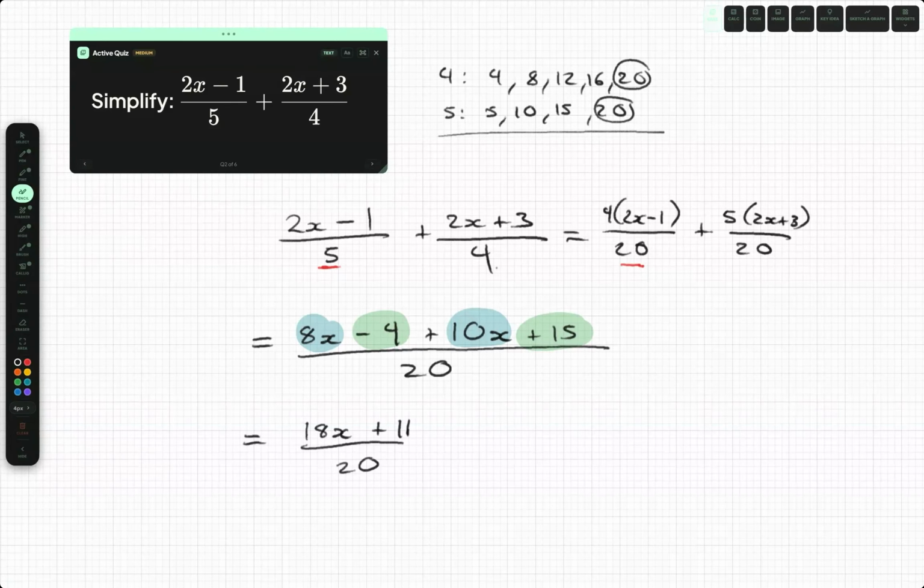And there's nothing there we can do. We can't make that any more simple. We can't simplify it any further. That's our answer.